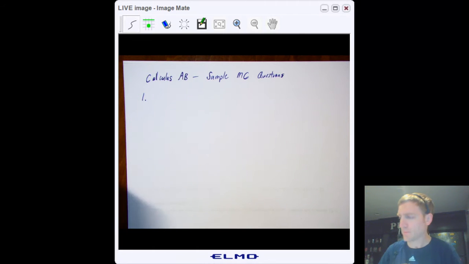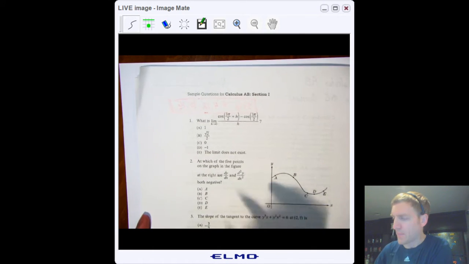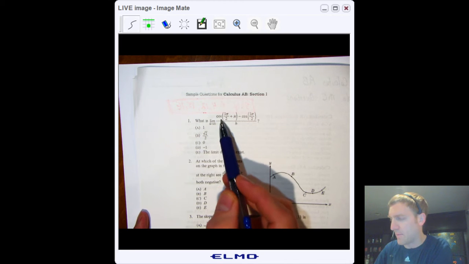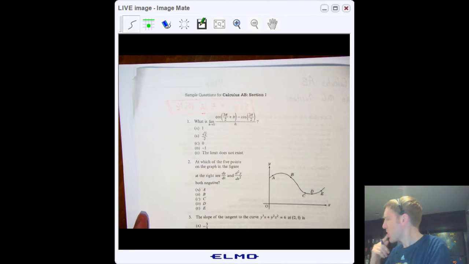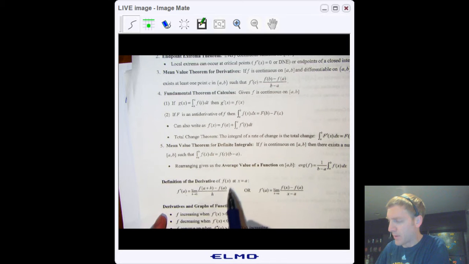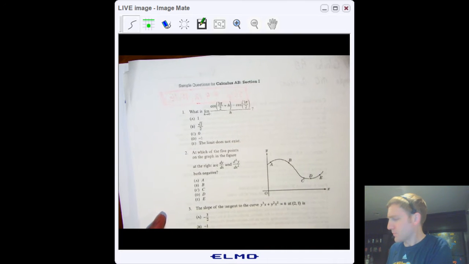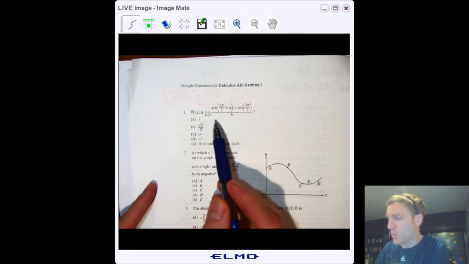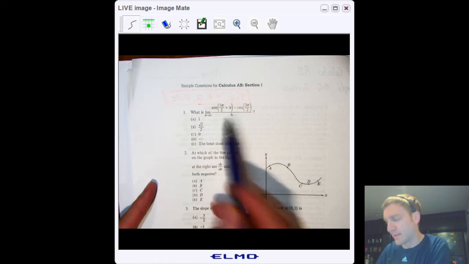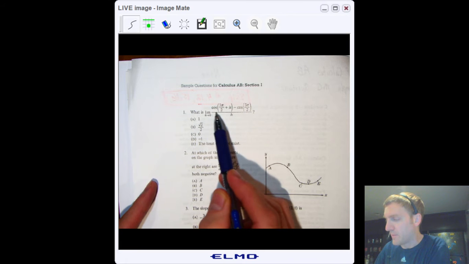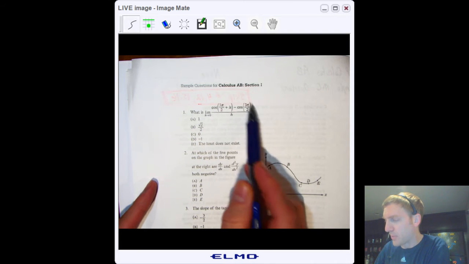Number one, when you see a limit like this, I mentioned this before. This should look familiar. When you see a limit f of a plus h minus f of a over h, that's on your stuff to know sheet, which I suggest you have with you as you're working. That is the definition of the derivative of f at x equal a. So when you see something like this, we don't know how to solve this algebraically. Actually, technically, you could use L'Hopital's rule, but you can also recognize that that is the derivative of the cosine function at 3 pi over 2.